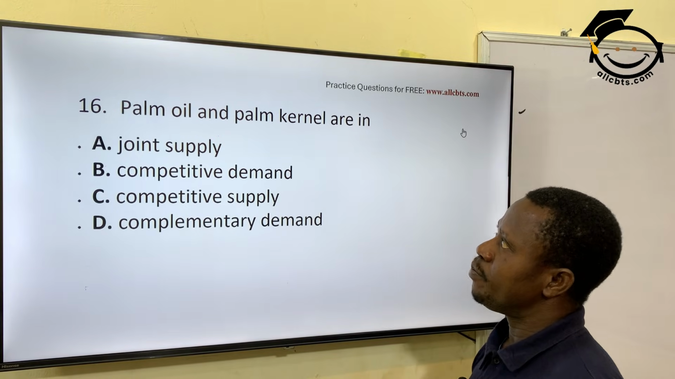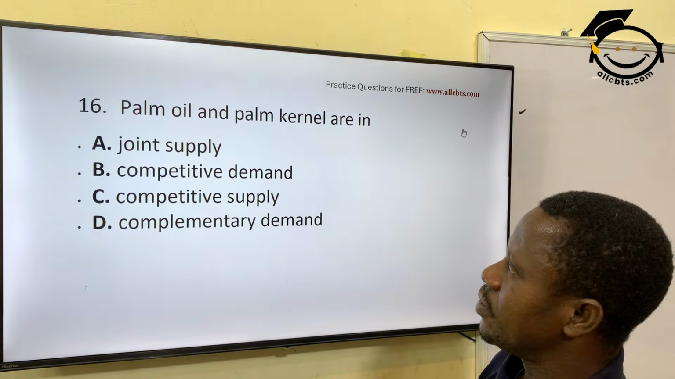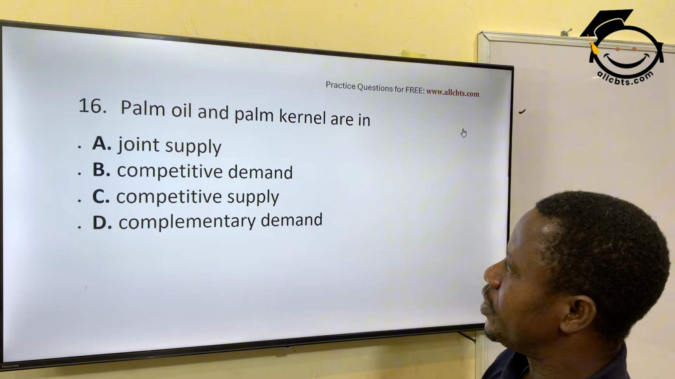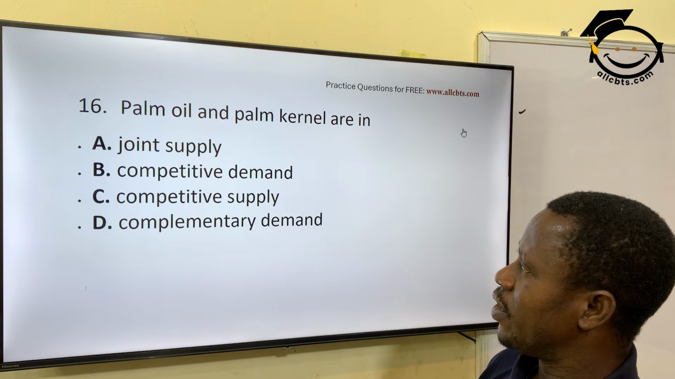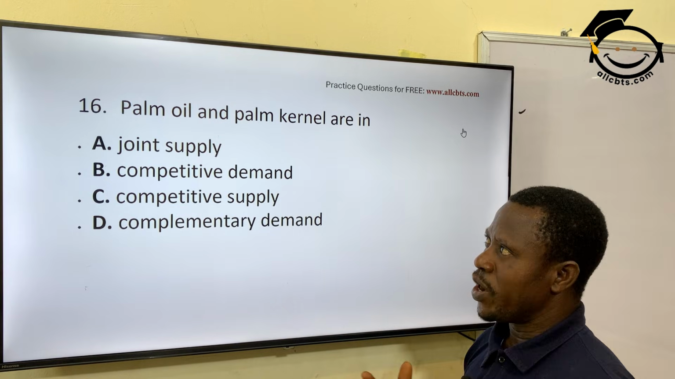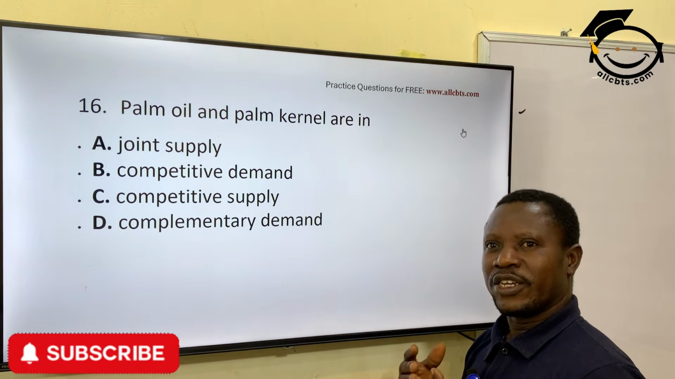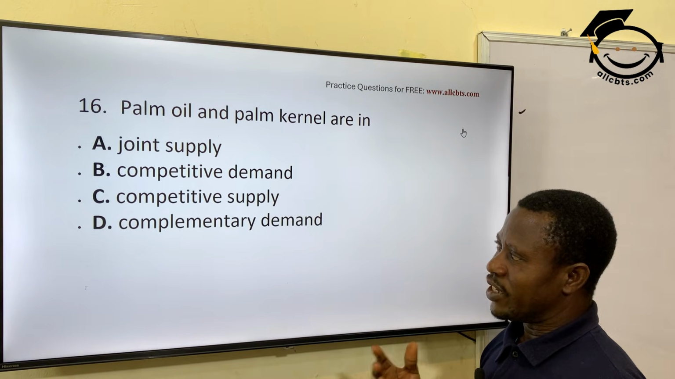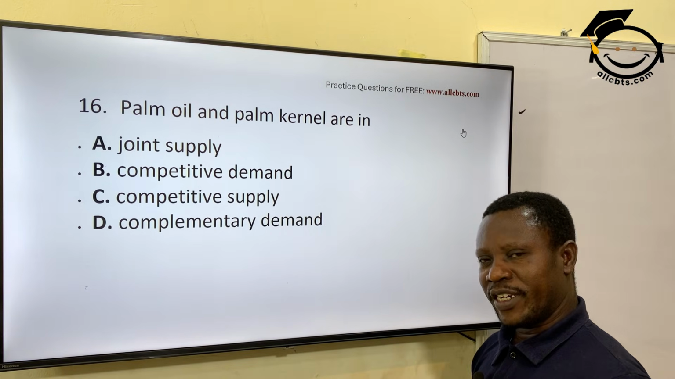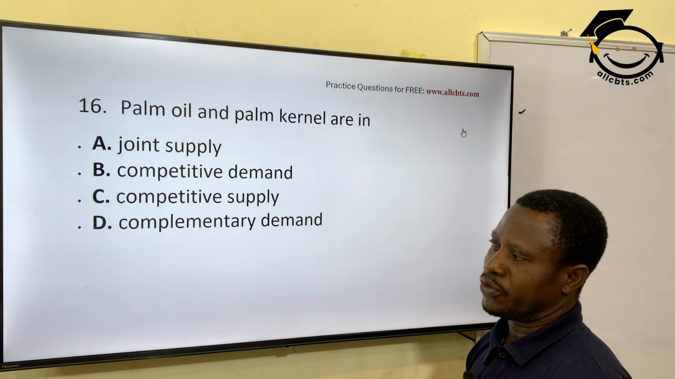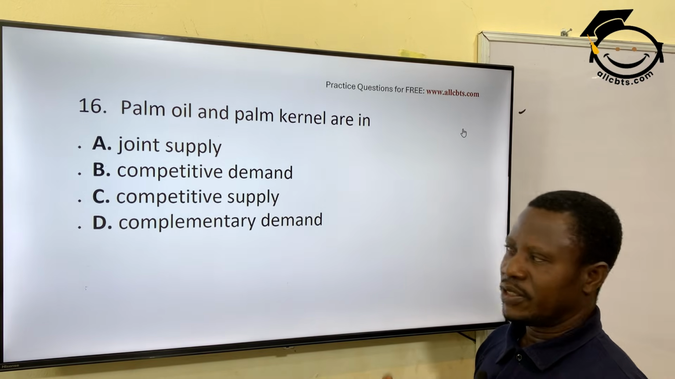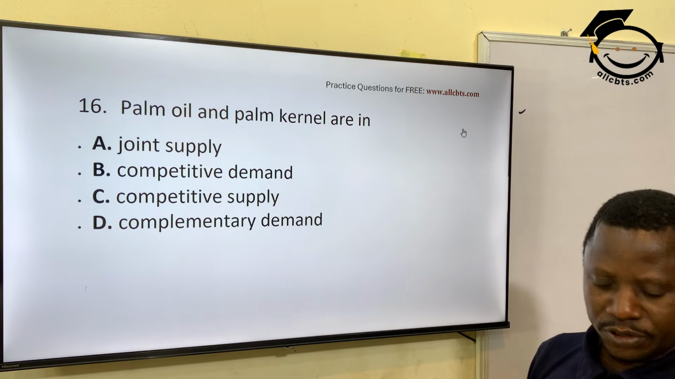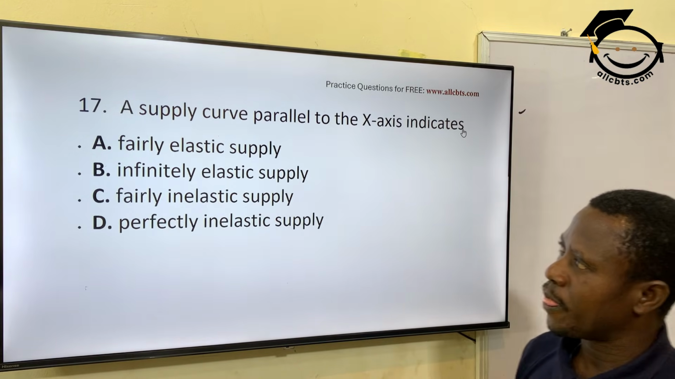Palm oil and palm kernel are in joint supply, competitive demand, competitive supply, complementary demand. When you demand palm kernel, you also get palm oil. So they are complementary, they are jointly demanded, they are together, inseparable, they go together. They are complementary demand. Option D is the correct answer.